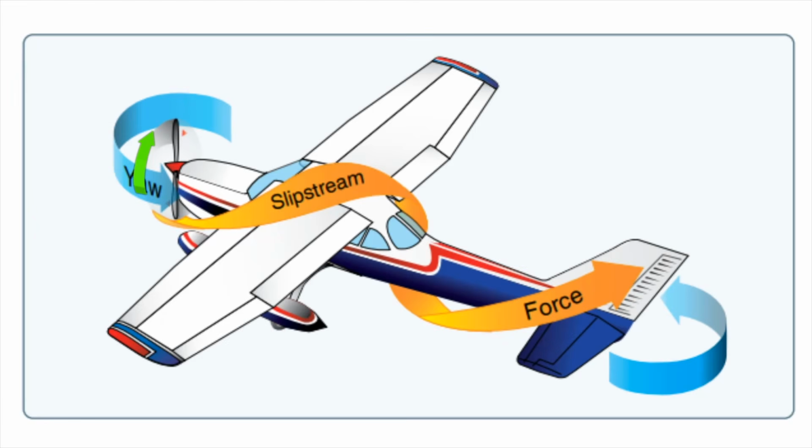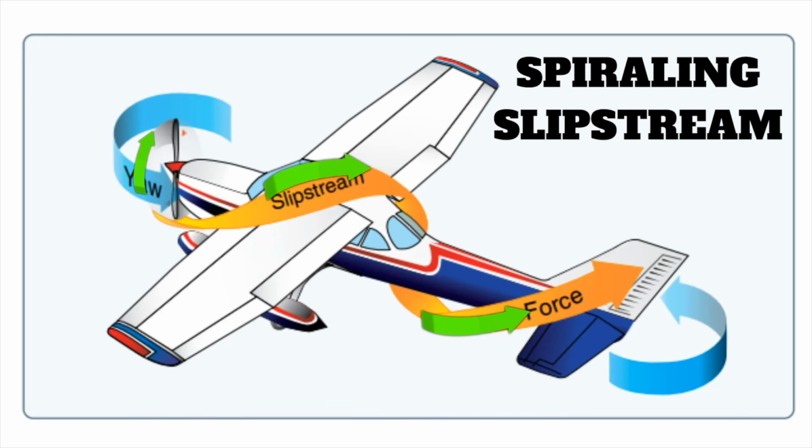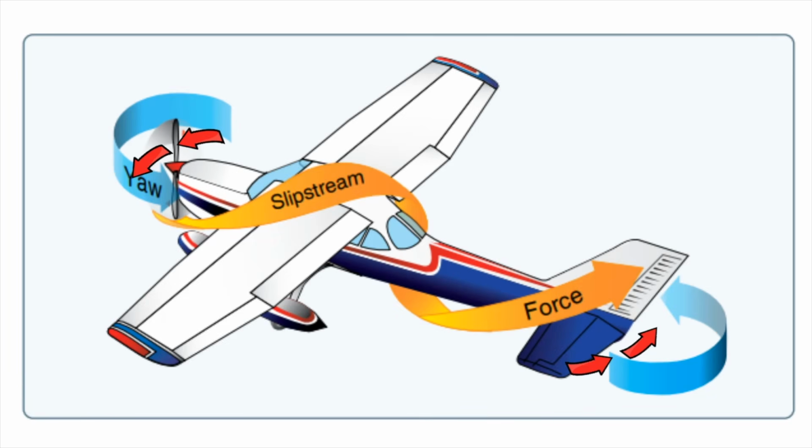Next, we have the corkscrew effect, and the corkscrew effect is strongest when the propeller is moving really, really fast and the airplane is moving really, really slow. As the propeller spins to produce thrust, some of that air spirals around the aircraft. This is what we call the spiraling slipstream, and as air corkscrews around the airplane, some of that makes its way over and smacks the left side of the vertical fin. This in turn pushes the tail right, which causes the airplane to, once again, yaw left.